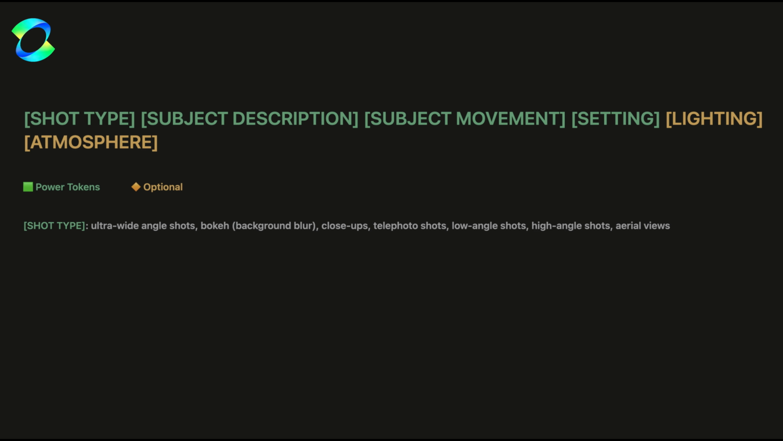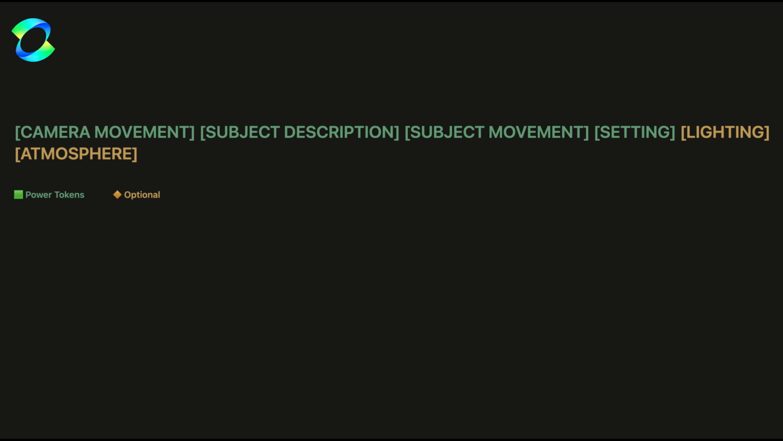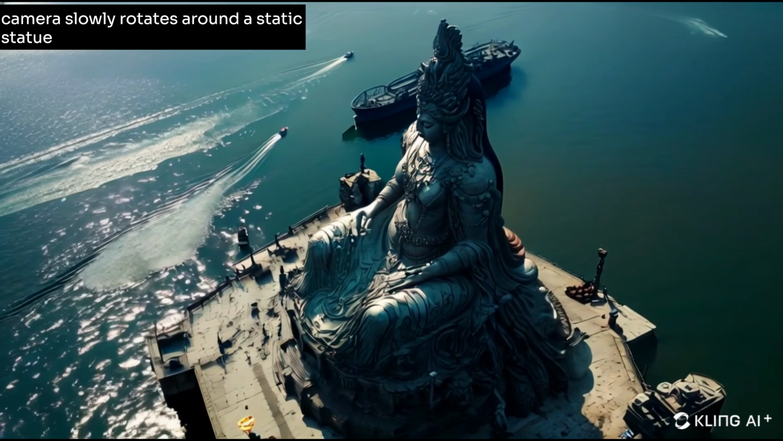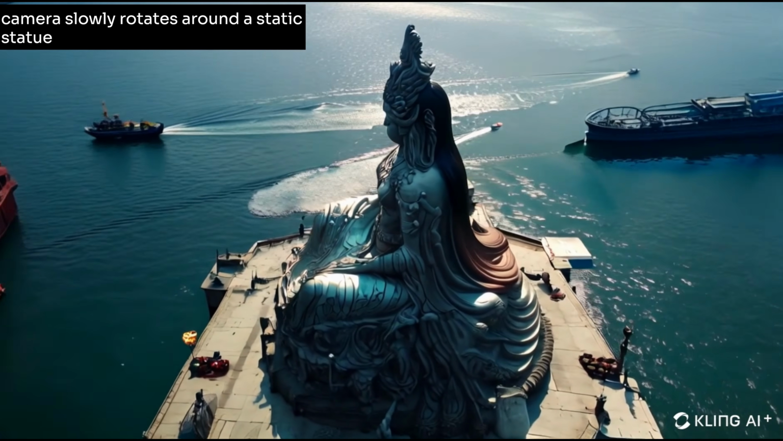However, if the camera motion you want to have isn't on the list, you can add camera language to the very beginning of our prompt according to the guidelines. For example, take a look at this prompt here. Starts with the shot type. Camera language can be defined with shot type. It can be ultra-wide-angle shots, close-ups, low-angle shots, high-angle shots, aerial views, or it can be defined with camera movement. Here's an example with camera movement being mentioned at the beginning of the prompt.